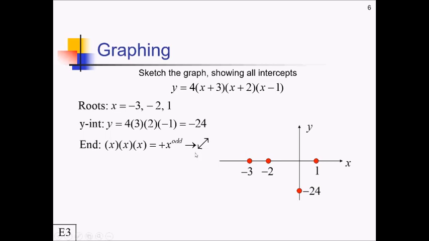And now for the root behavior, these are all single roots. We don't have anything other than the first power. So all of our roots are going to require us to just cross without flattening, just go straight through at each root. So now putting all this together, we're starting below the x-axis this time, and we are crossing at -3, going back and crossing at -2, go through the y-intercept and cross at 1, and we're ending above the x-axis like our end behavior says we should.